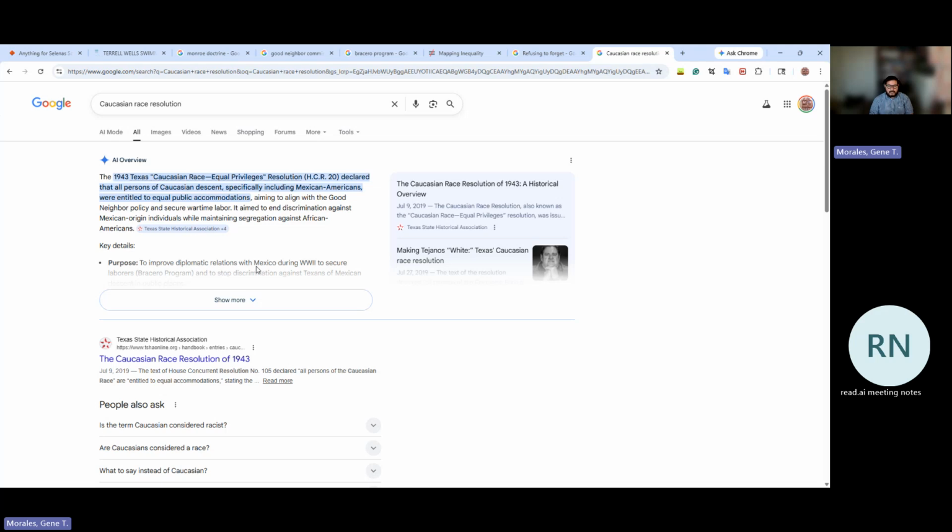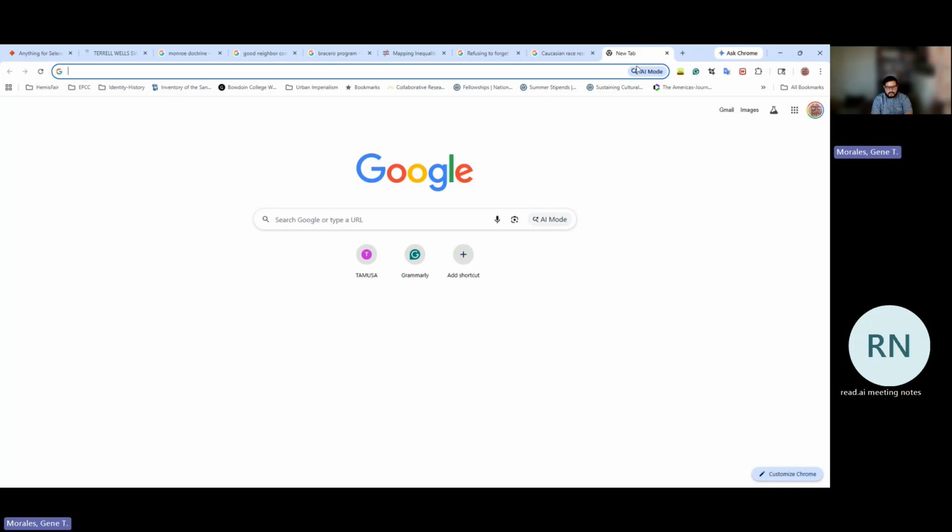Now, when we go all the way back to the Treaty of Guadalupe Hidalgo, there is a very specific clause in the treaty. So let's just look at this.